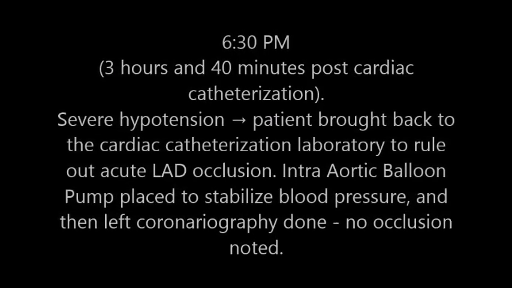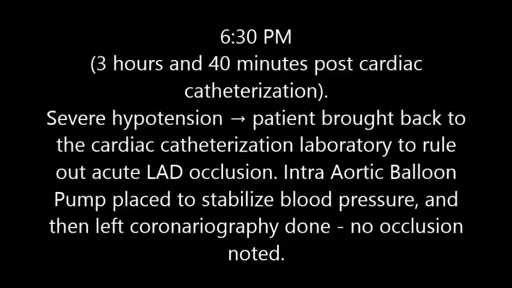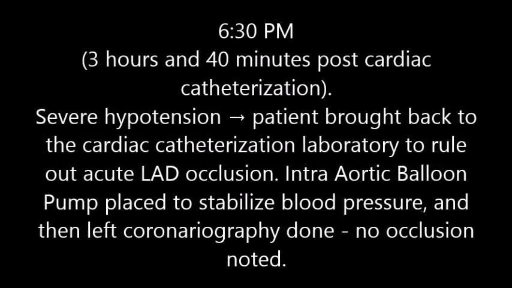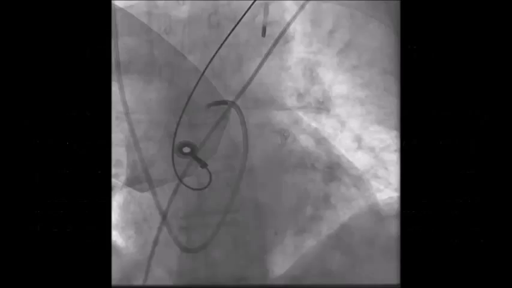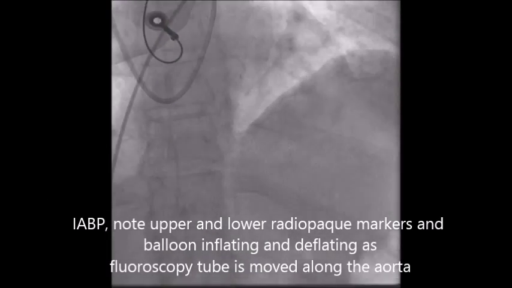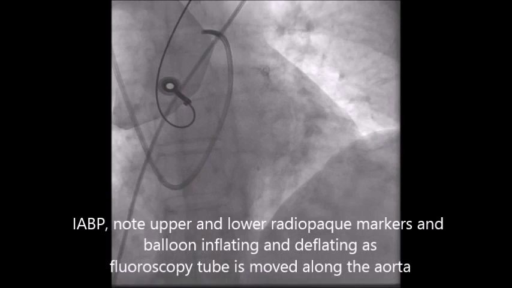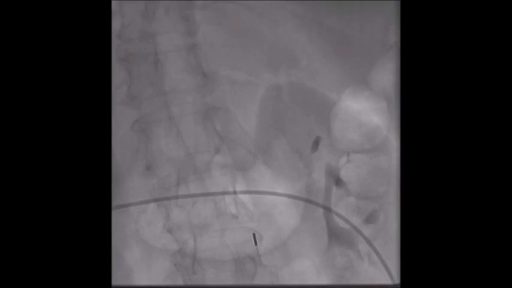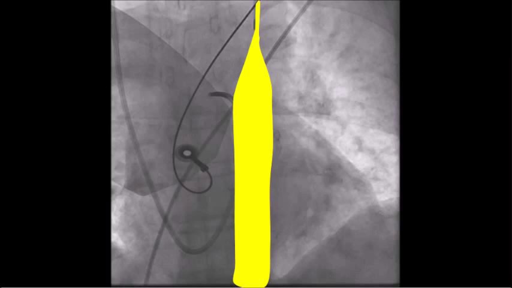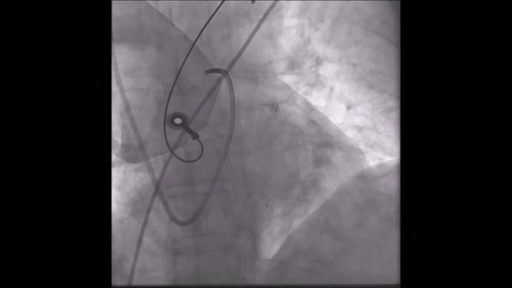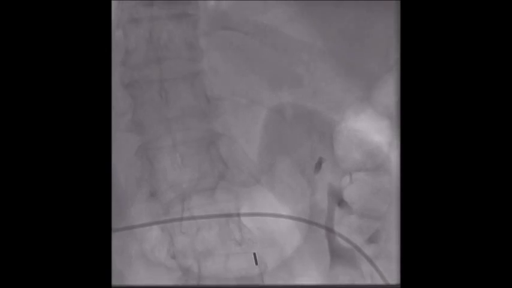Three hours and 40 minutes post cardiac catheterization, severe hypotension. The patient was brought back to the cardiac catheterization lab to rule out acute occlusion of the LAD. An intra-aortic balloon pump was placed to stabilize the hemodynamics. Note the balloon pump as the fluoroscopy tube was moved from top marker to bottom marker of the balloon.